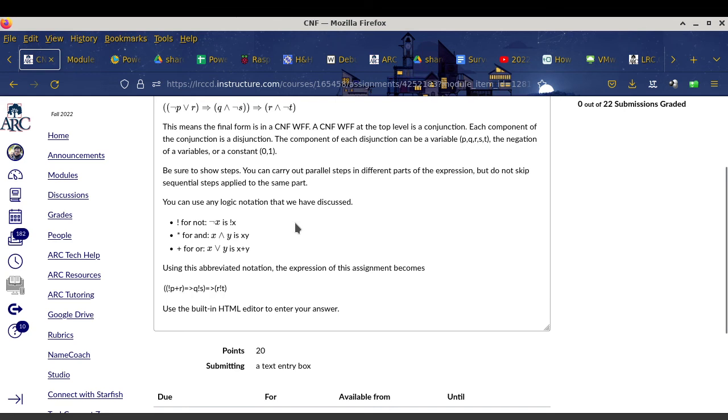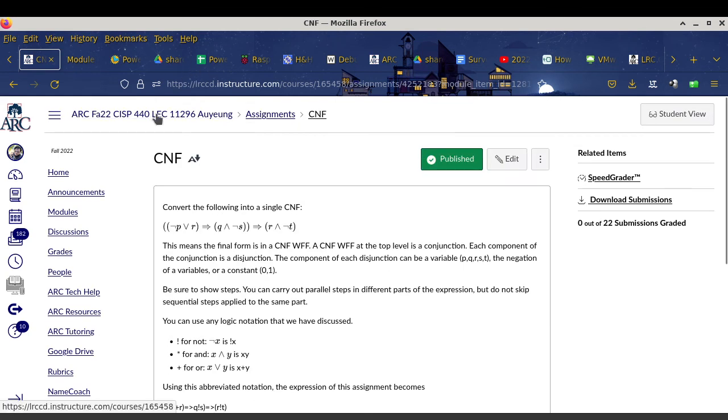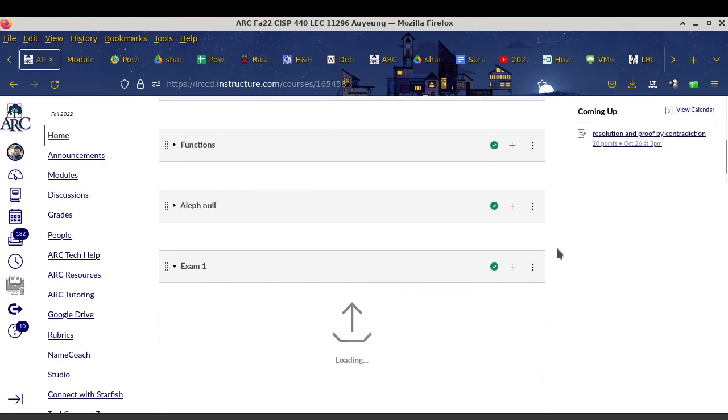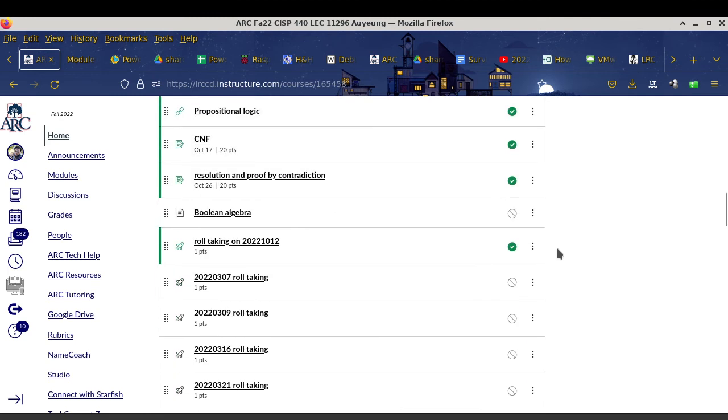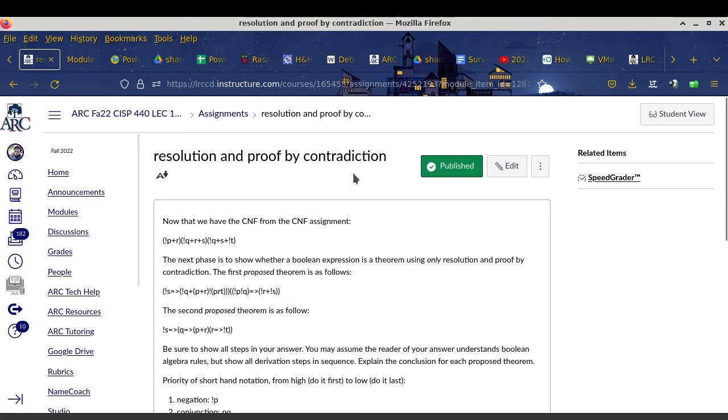Assuming there are no further questions, I'm going to give you the next homework assignment related to CNF, because converting to CNF is really just one step to prove a theorem. The next one is resolution and proof by contradiction, and I just released that. If you don't see it earlier, that's okay because I just released it close to 3 o'clock. This one starts with the answer of the previous one, so even if you got the previous one wrong, it's no big deal. I'm giving you a starting point. The starting point is: not P or R, and not Q or R or S, and not Q or S or not T.